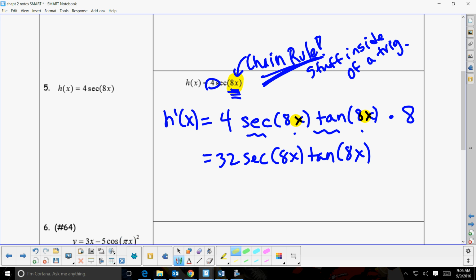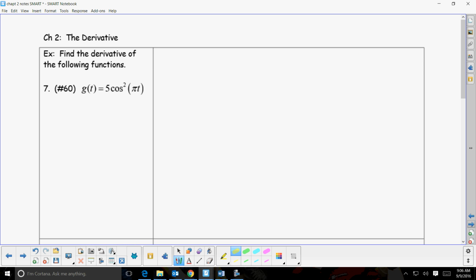Okay, we're going to go to number 7. Let's try to get through this during announcements, okay? Feel good. Okay, so on number 7, rewrite this. Rewrite that squared always.